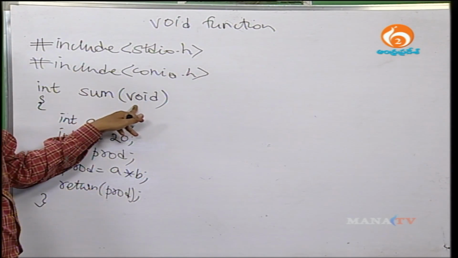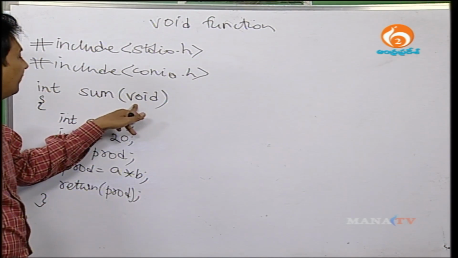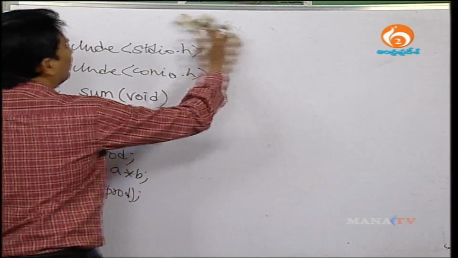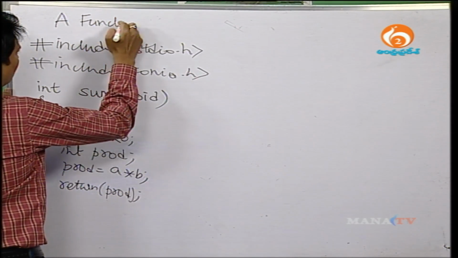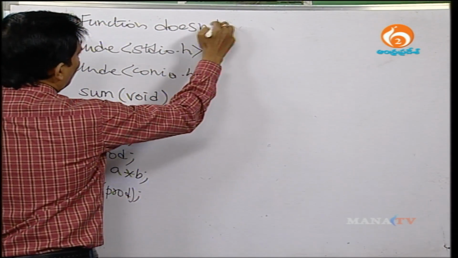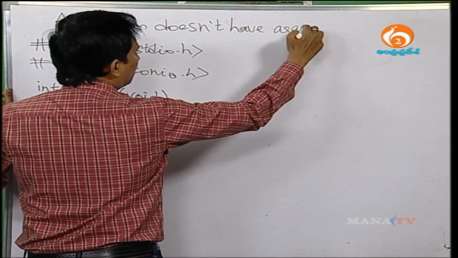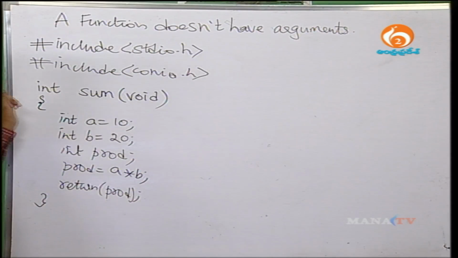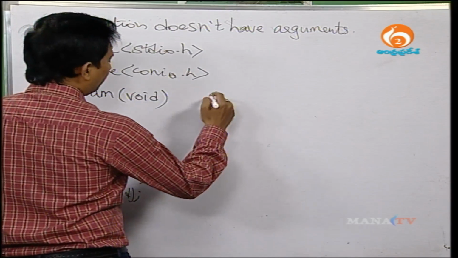This indicates, okay, a function having no arguments. The title here is: a function does not have arguments. We are not sending any values, so this is the called function. How will the calling function look?